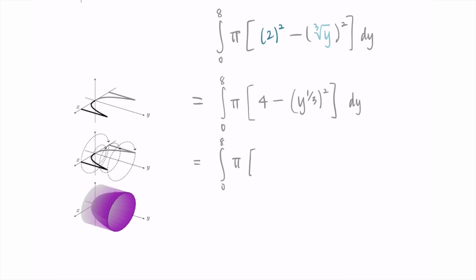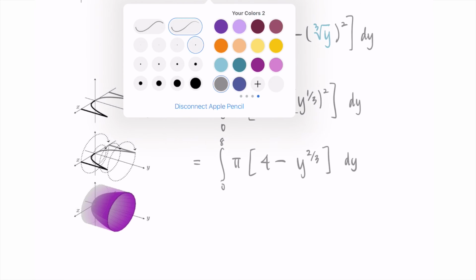And so now I have 4 minus, when I do y to the 1/3 squared, I multiply the exponents, so I'm just getting y to the 2/3. That's if you have like x squared cubed, you'd get x to the 6th because you multiply those exponents. So the same thing's happening here. I have 1/3 times 2 to get my 2/3. Okay, now I can integrate.